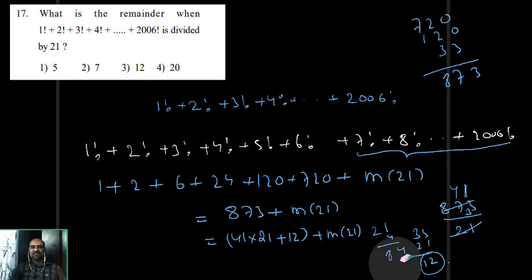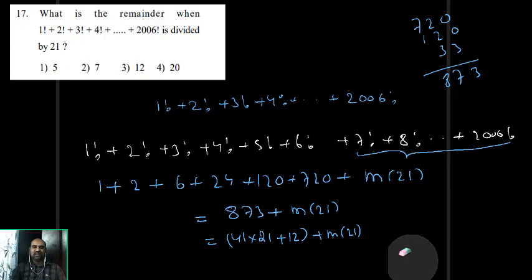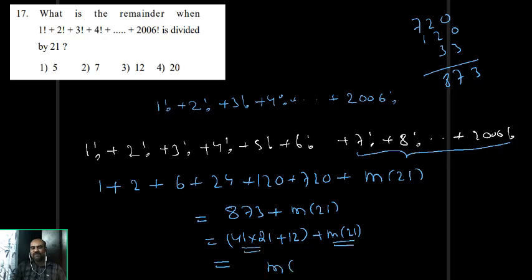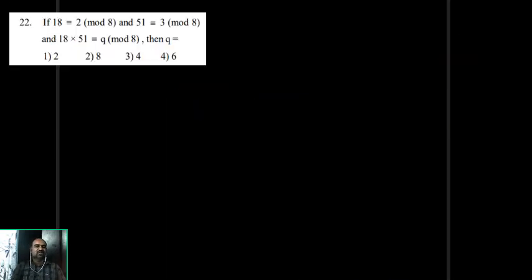Please cross check my calculation. Sometimes I will make mistakes. Total is a multiple of 21 plus 12. So my requirement is 12, and I go with option 3. Please cross check calculations. Next question.